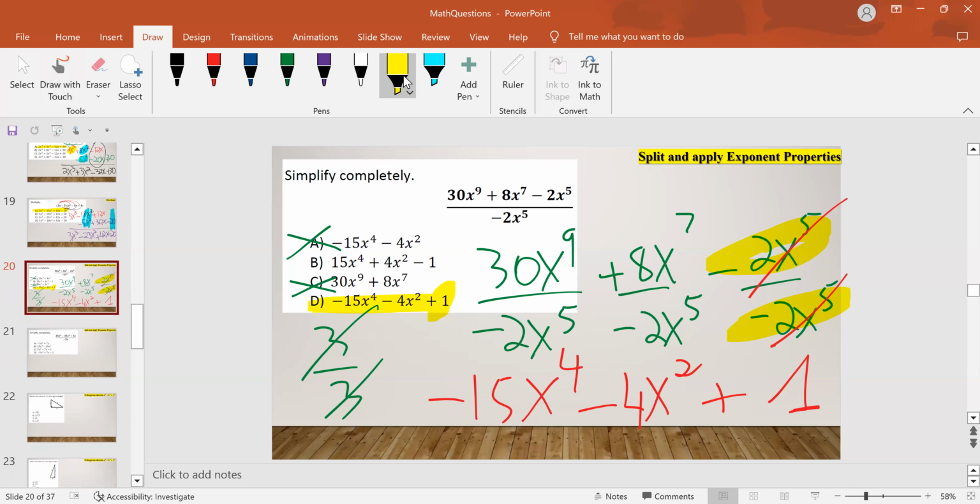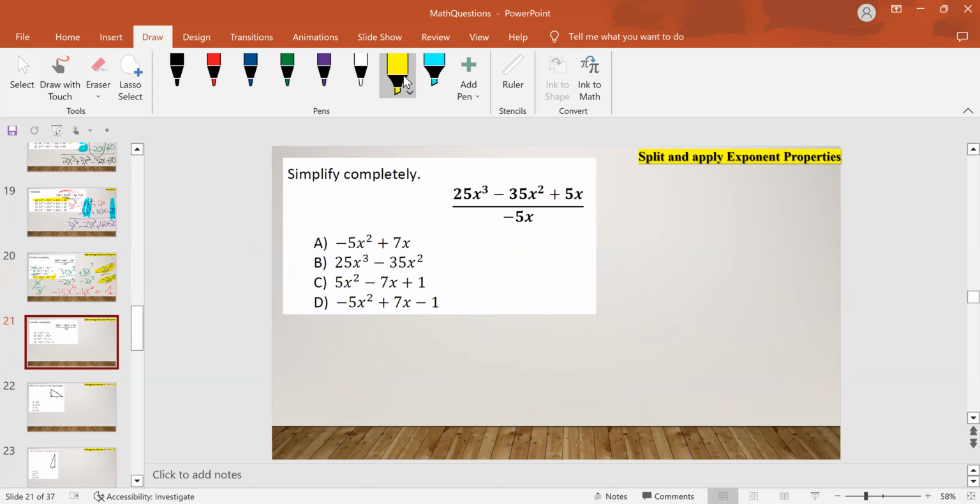So yes, the best choice is D. Okay, let's see the next question. So again, having this, I know that the correct choice will be D. Even though I didn't do the operation yet, it will be D. Why? Because if you split this into 3 fractions, you're going to have 5x divided by negative 5x, which will be negative 1. And only choice D has that negative 1.